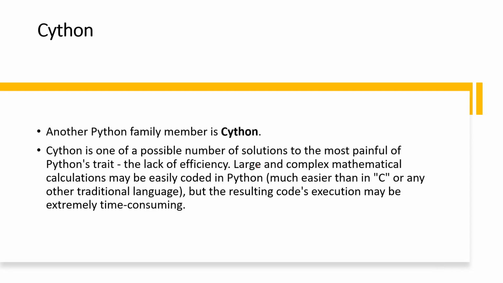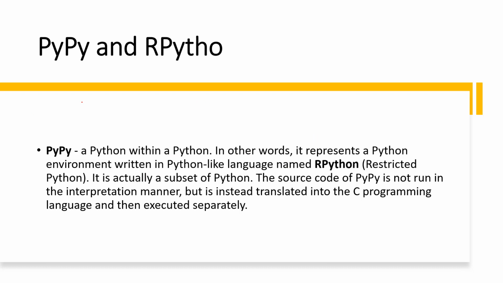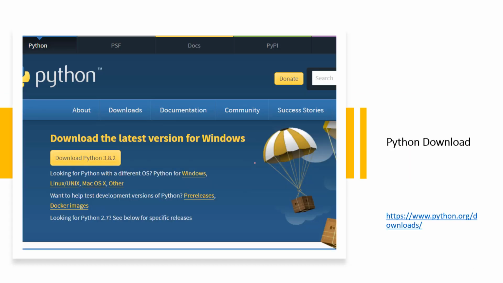There are some other Python languages, other family members of Python. Large and complex mathematical calculations may be coded easily in Python, much easier than in C or any other traditional language. Then there are some other flavors: another version of Python is based on Java, J for Java, instead of being written in C. There are different family members, PyPy and RPython. There's another one that represents a Python environment written in the Python language, named RPython, restricted Python. So these are different families of Python, but primarily we use the standard Python.